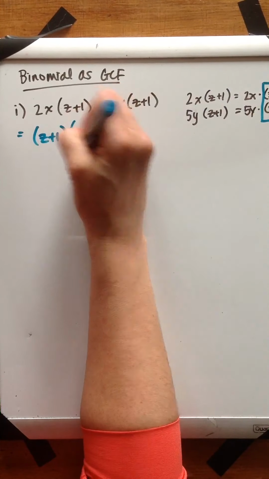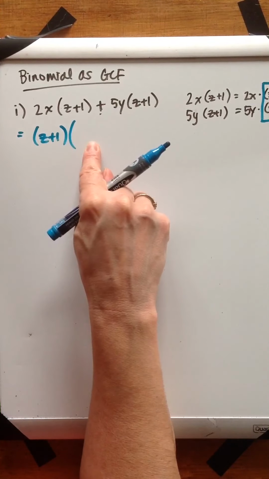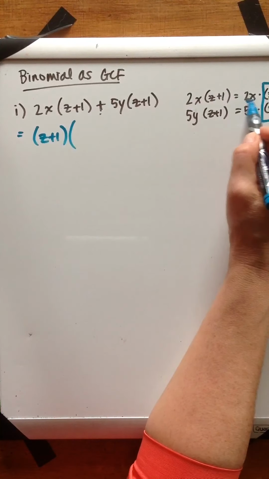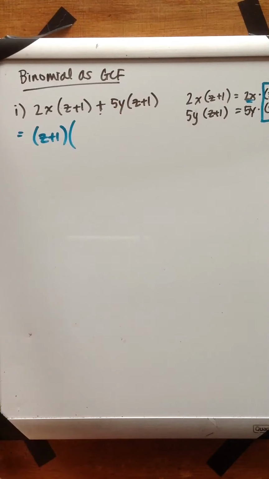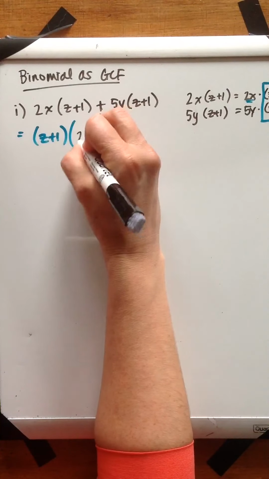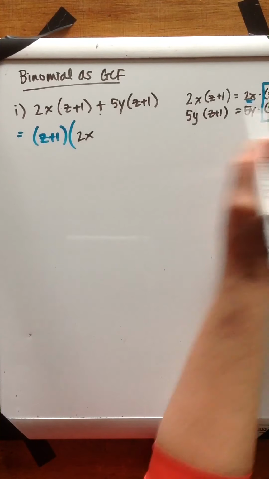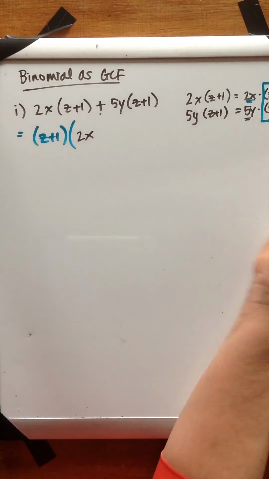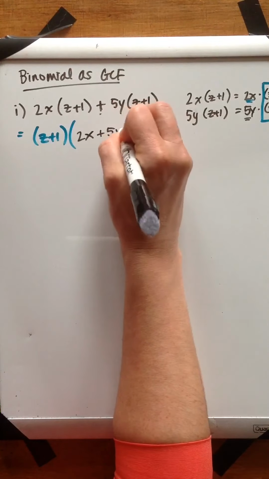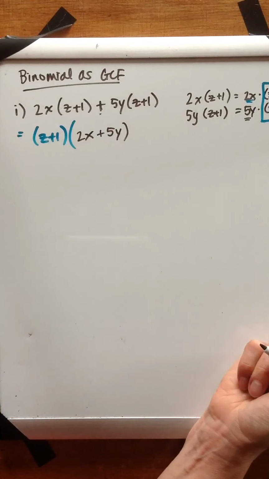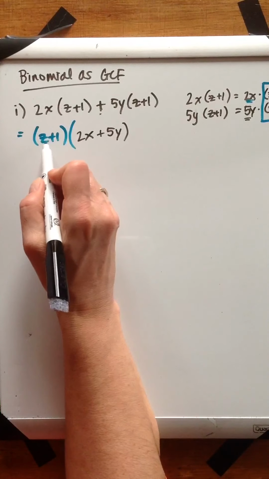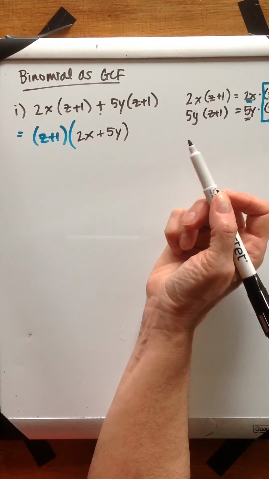Now, what do I have to multiply z plus 1 by in order to get this portion? Well, look at what's left over, a 2x. And what do I have to multiply z plus 1 by in order to get this? Well, look at what's left over, a 5y. And that's it. That's how you would factor when the GCF is a binomial that happens in common.